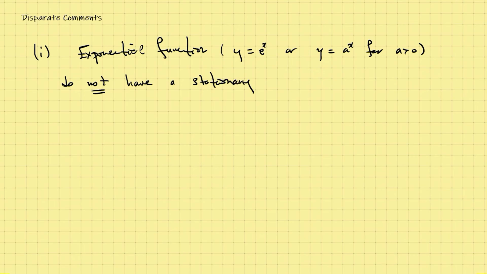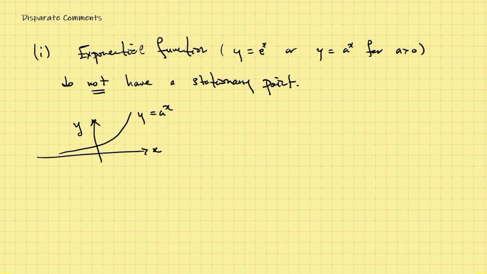Do not have a stationary point, right? So there is no place on the... let me actually draw a quick sketch. If I draw this graph of y equals a to the x, perhaps this is a better way of explaining it. We know that the derivative of these sorts of things is somehow going to be related to this sort of equation, because we actually showed this.